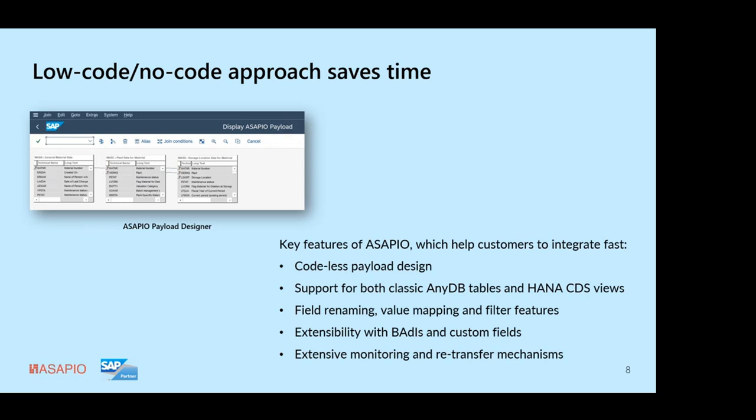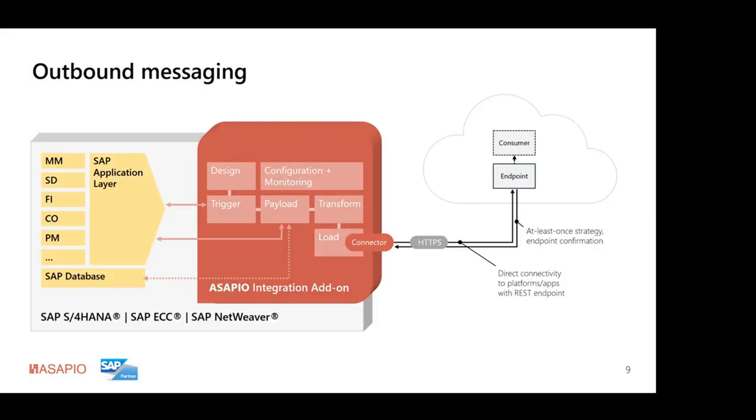One thing I wanted to still point out, and I think we still have time for that, is how does the delta work with the integration add-on? Being a part of the SAP system, we rely on triggers that the application layer does give us. So there are various triggers that a standard SAP system offers out of the box.